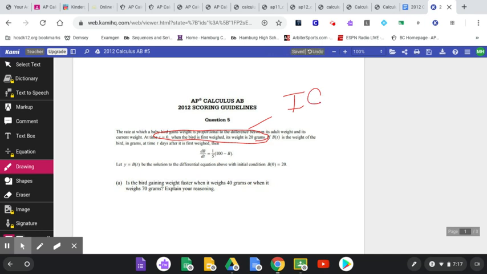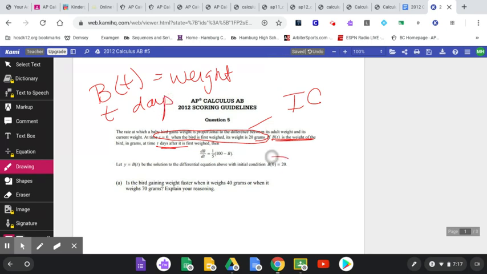B of t is the weight of the bird, and t is the days after it's first weighed. So I'm going to remind myself of those. B of t represents the weight, and t is measured in days. All right, and there's that initial condition again.